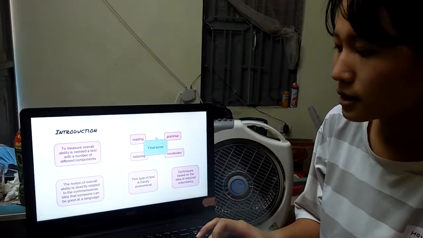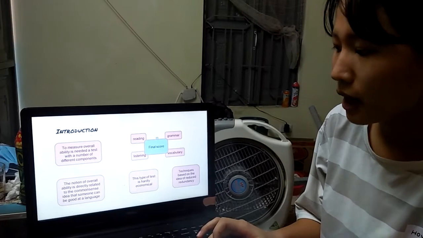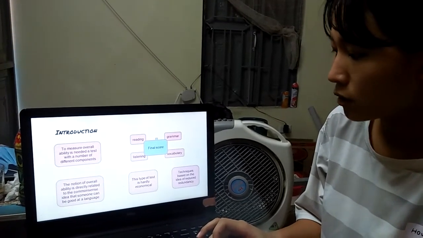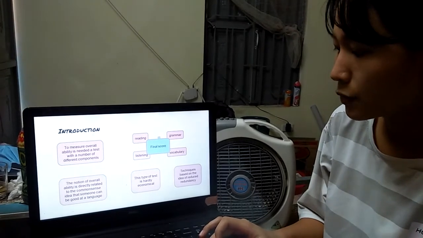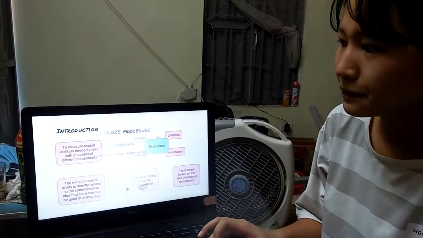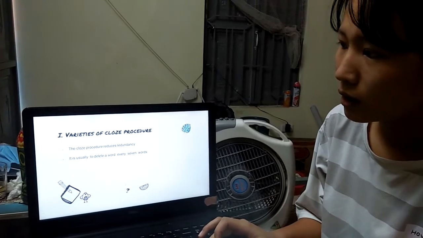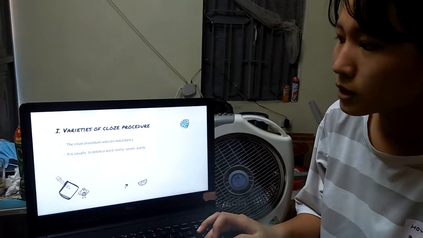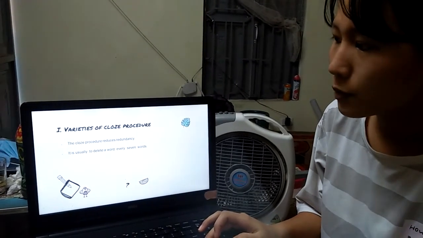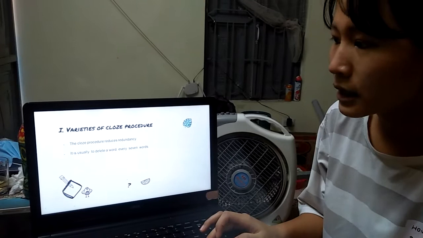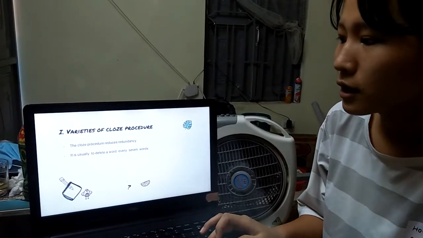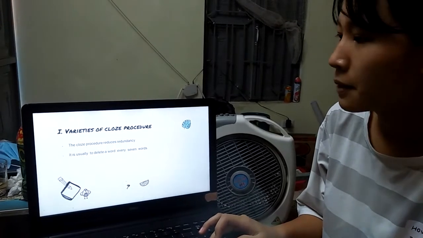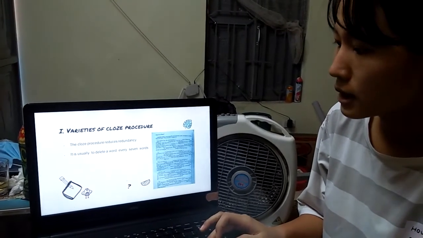This type of test is a highly economical technique based on the idea of reduced redundancy. First, the variety of cloze procedure. The cloze procedure reduces redundancy. It is usual to delete a word every 7 words. This is an example.